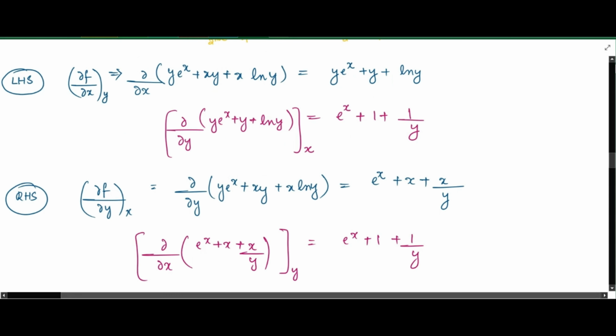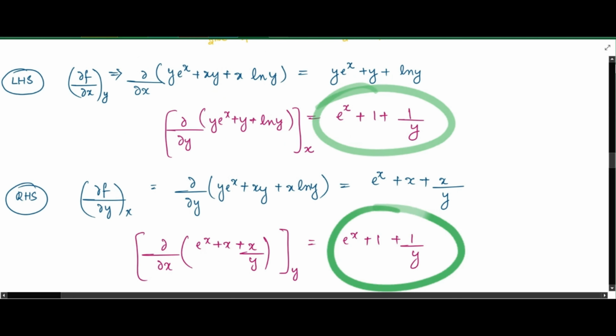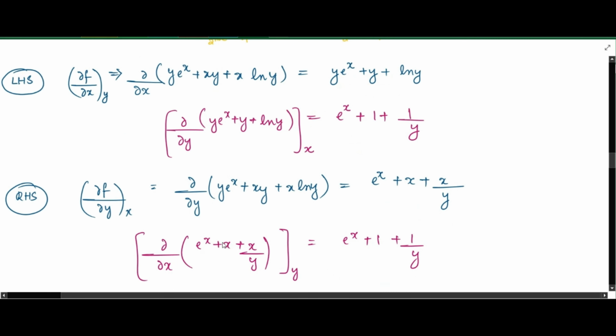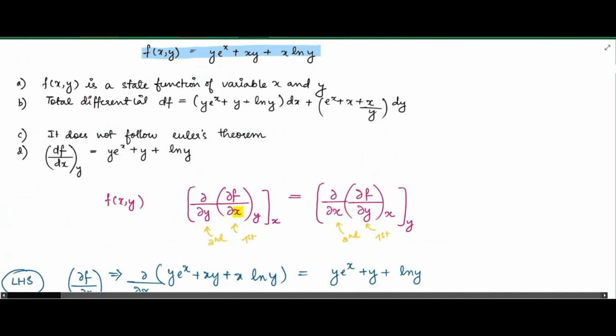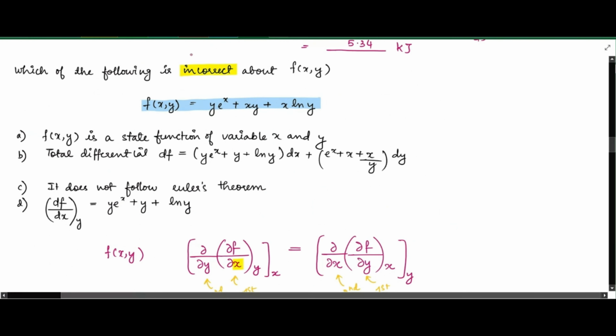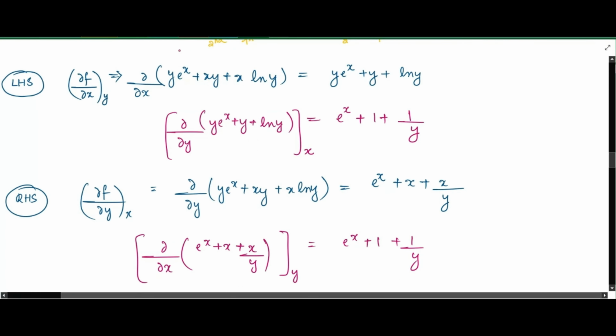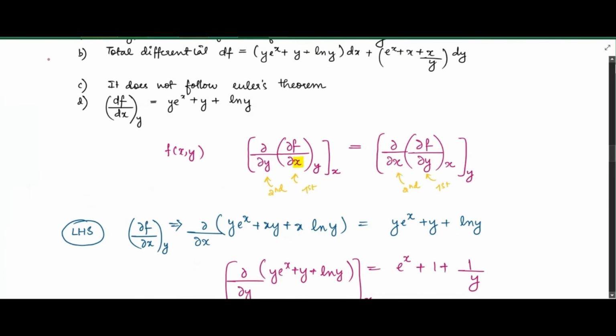So you can see here that LHS and RHS, both of them are equal. Right? Both are equal. So if LHS and RHS are equal, then it follows Euler's theorem. So it does follow Euler's theorem. What has been asked in the question? You have to find which is incorrect. We were asked to find the incorrect statement. So it follows Euler's, hence the incorrect statement is option C.